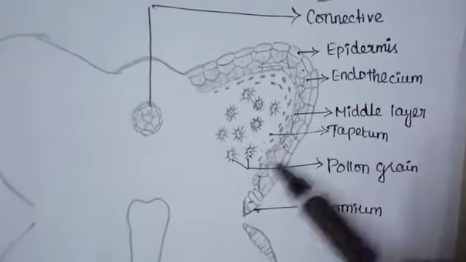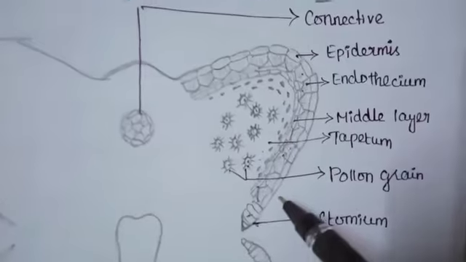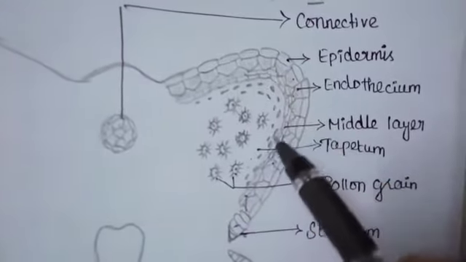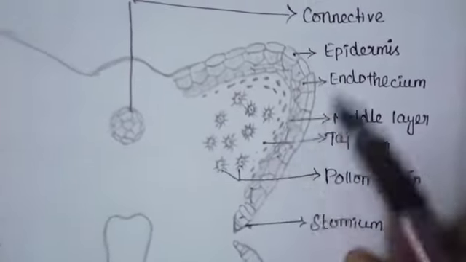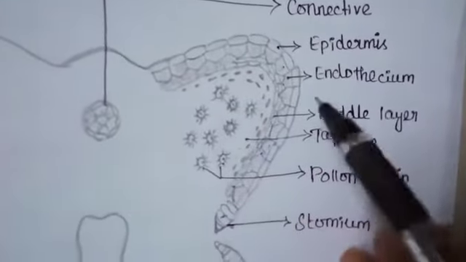First, epidermis. It is the outermost layer, a single layer. The function of the outer layer is protection, and these cells undergo repeated anticlinal divisions to produce the inner tissue.